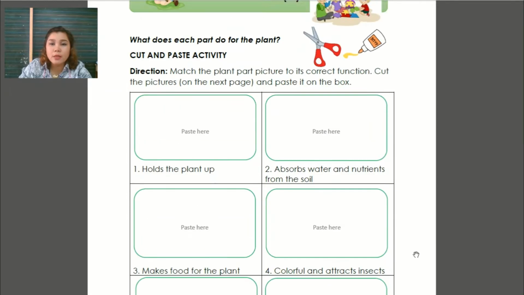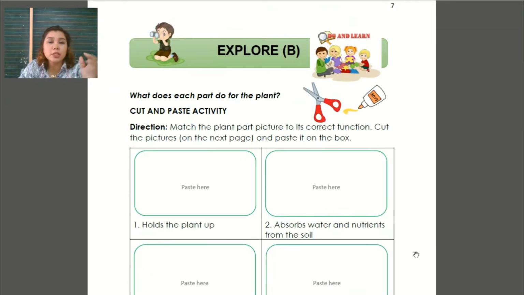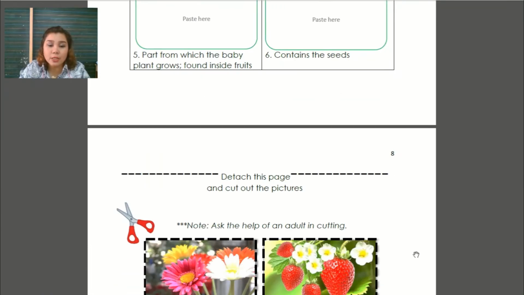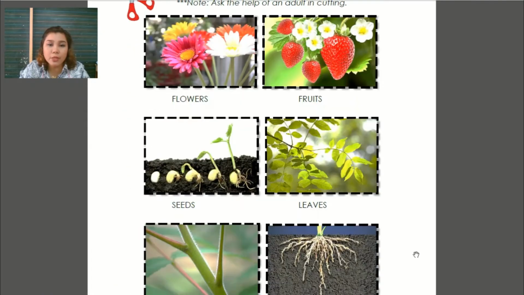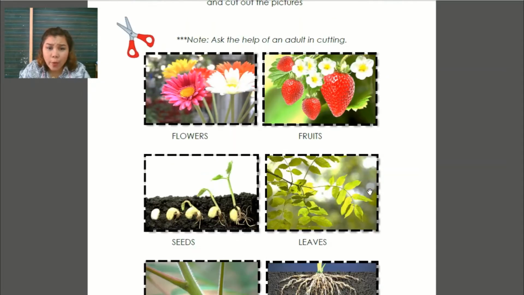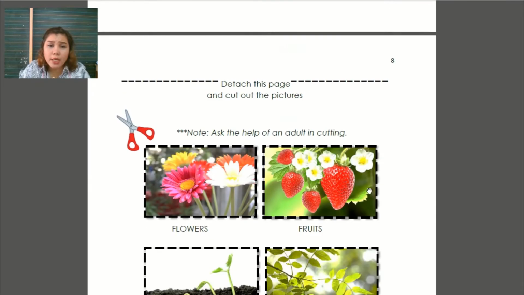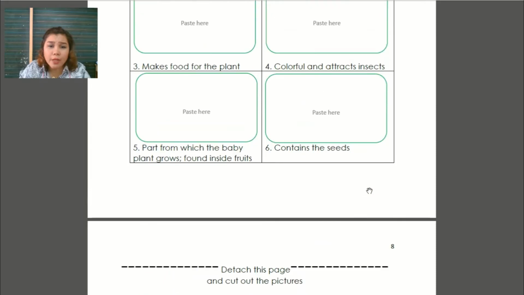What is the best thing to do here is you detach, alisin na yung last page anyway, it will be cut out. So hindi na kailangang nakasama pa yung last page. So alisin na yon, and then there are 6 pictures. I'll show you. There are 6 pictures. All you have to do is cut them, and then you choose where to put the pictures that you got on page 7 according to the function.